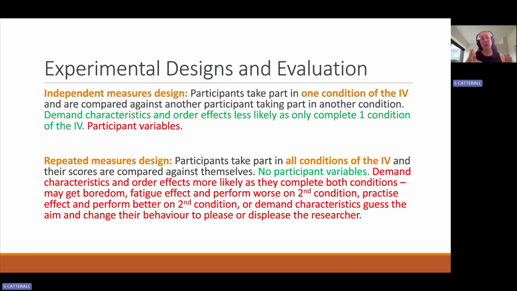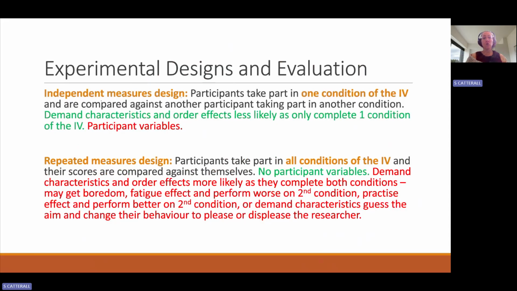So practice, you get better; fatigue and boredom, you get worse. You're not going to have any issues with those because you're only doing one condition. Whereas in the repeated measures design, by that second condition, you're either going to guess what it's about and show demand characteristics, or be less valid because you're going to please or displease that researcher, or you're going to get tired, a fatigue effect, or bored. So then you're going to get worse on that second condition, and then you might also get a practice effect and get better.